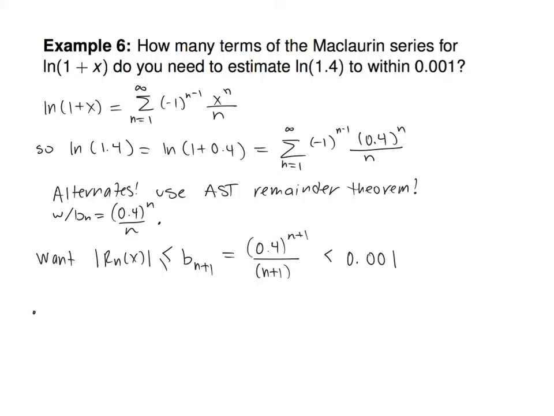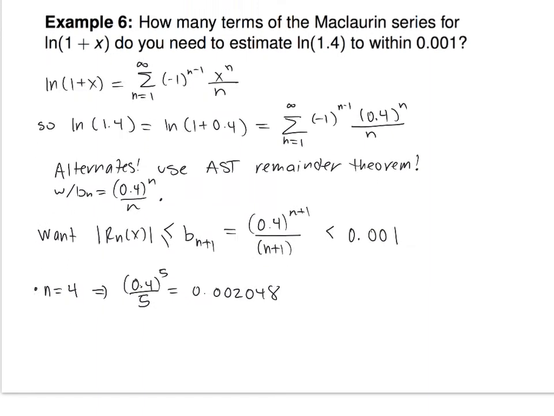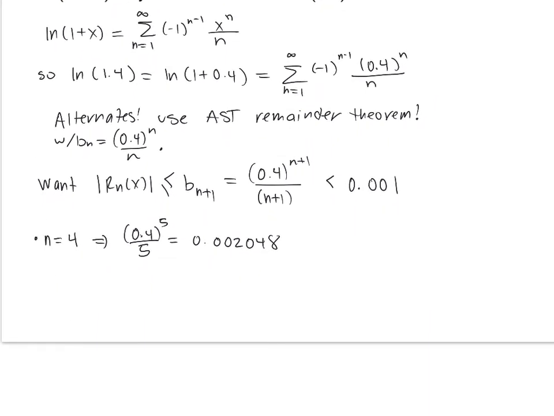Here I began testing at n equals 4. At n equals 4, 0.4 to the power of 5 over 5 came out to be 0.002048. That was slightly failing, right?